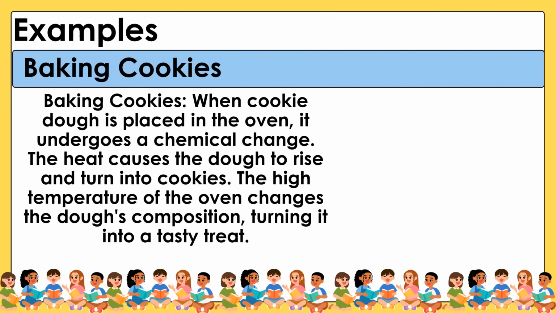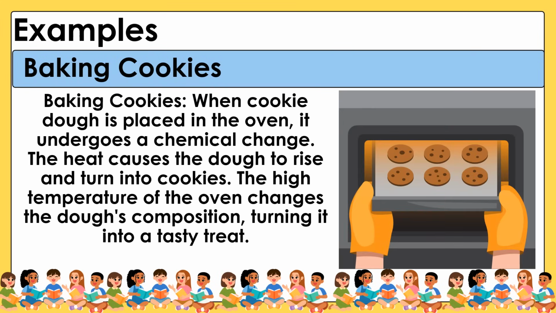Baking cookies. When cookie dough is placed in the oven, it undergoes a chemical change. The heat causes the dough to rise and turn into cookies. The high temperature of the oven changes the dough's composition, turning it into a tasty treat.